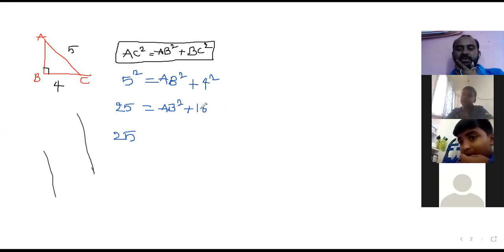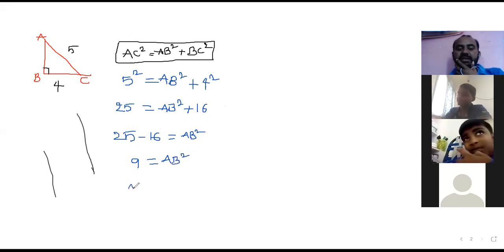I have to take the 16 from the right side to the left side. Plus comes to this side. What happens? It will be minus. 25 minus 16 is equal to AB square. 25 minus 16 how much? 9. That is equal to AB square. Can I write this? AB square is equal to 9.